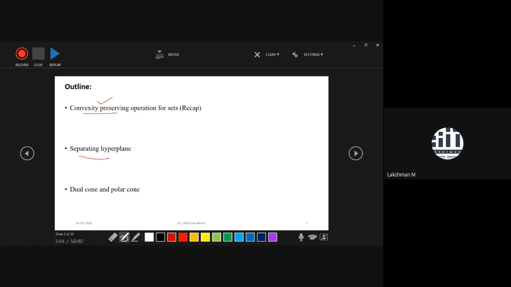Then I will recall separating hyperplane and a special case of separating hyperplane that happens to be supporting hyperplane. And further, I will discuss dual cone and polar cone. We know that dual cone and polar cone are all defined with respect to separating hyperplane, so that's why they come after it. If you are very good in separating hyperplane, then you can easily understand dual cone and polar cone. And there are a few extreme direction kinds of things I will discuss. All those come with respect to separating hyperplane.